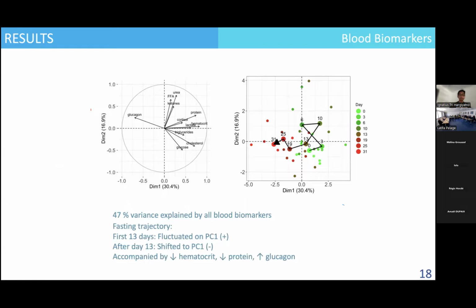provide the trajectory analysis. And in the first 13 days, mostly they fluctuated on the right side of the PC1, and then after 30 days, they move to the left, a shift to the negative on the PC1, accompanied by a decrease in hematocrit and protein and an increase in the glucagon.